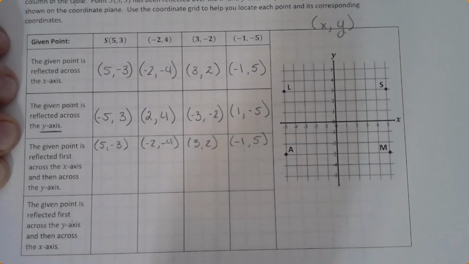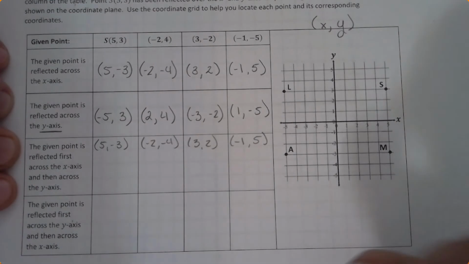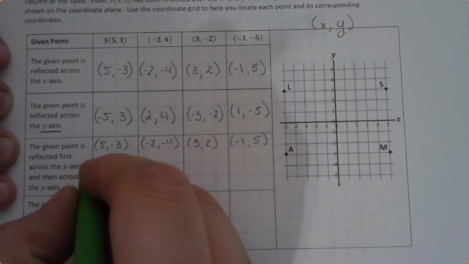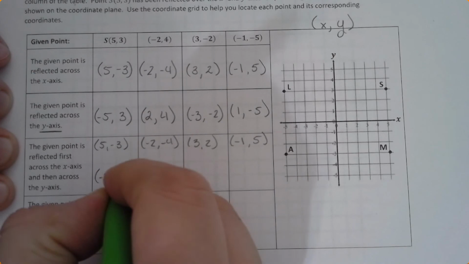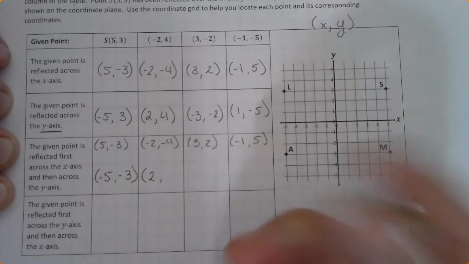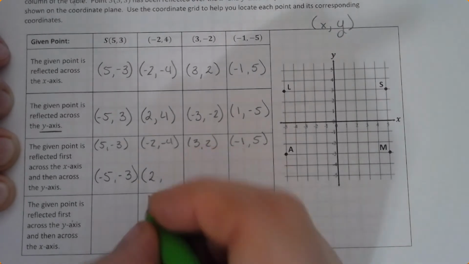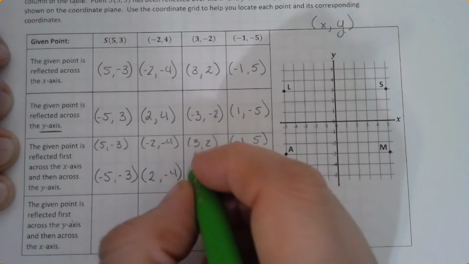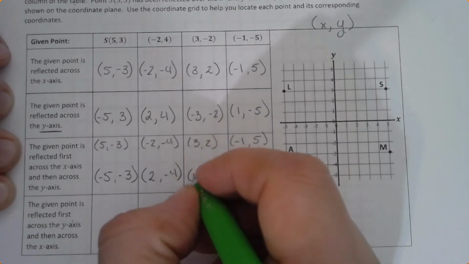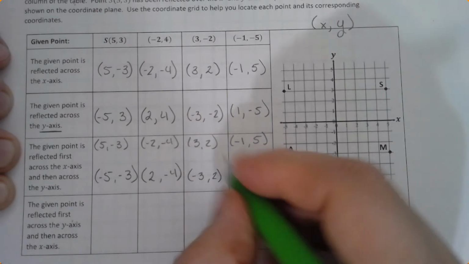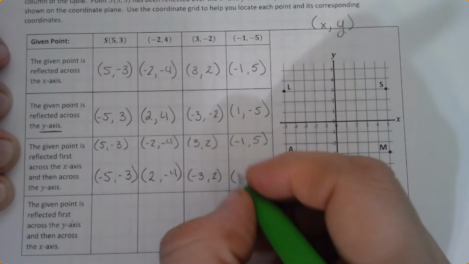Now I'm being reflected across the y-axis. And remember, for the y-axis, the x values become opposites, the y values remain identical. So our answer is going to be -5, -3. All right, now it's going to be 2, -4. Then it's going to be -3, 2. And then it's going to be -1, -5.